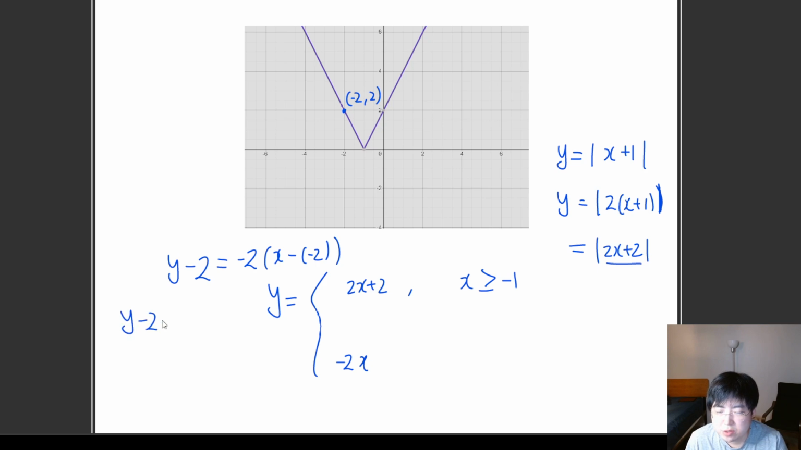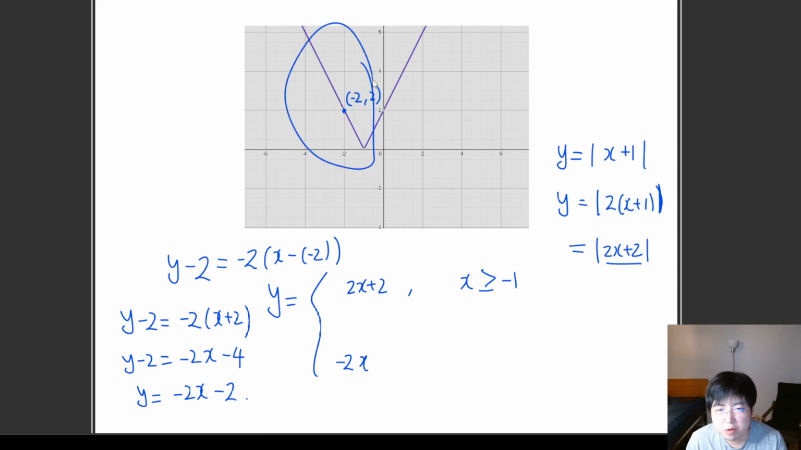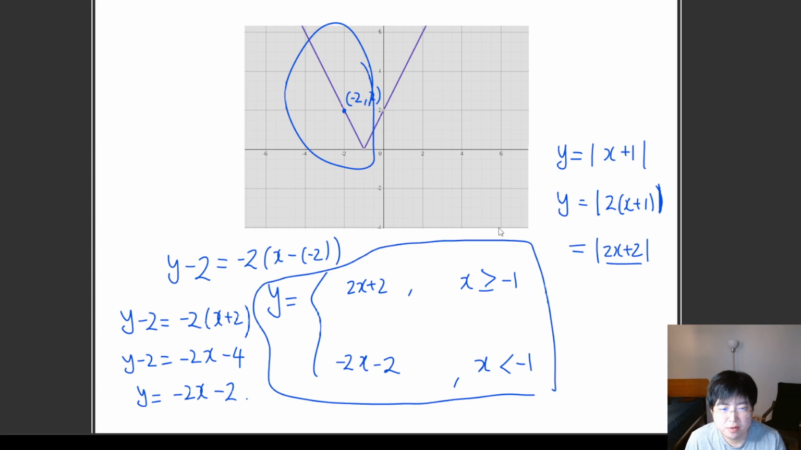Then y minus 2 is -2 times x plus 2. Y minus 2 is, we distribute, -2x minus 4. And now we add 2 to both sides. Y is -2x minus 2. So we found that for this left portion, the equation is -2x minus 2, when x is less than -1. So this is the piecewise version of the graph on the top.